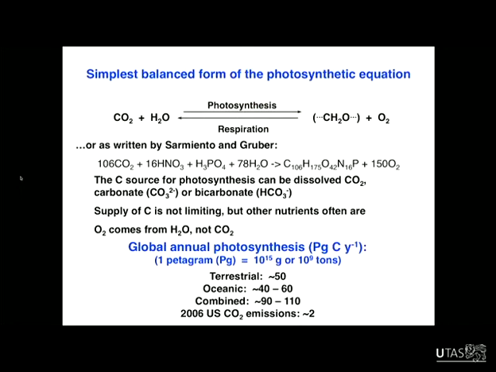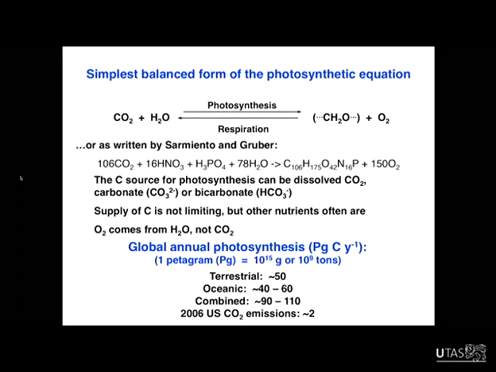Okay, so if we want to represent photosynthesis in the ocean, basically phytoplankton are taking inorganic carbon and combining it with light energy and water to make carbohydrates and evolve oxygen. Or if you look in the textbook, this is the way that they write out the photosynthetic equation.